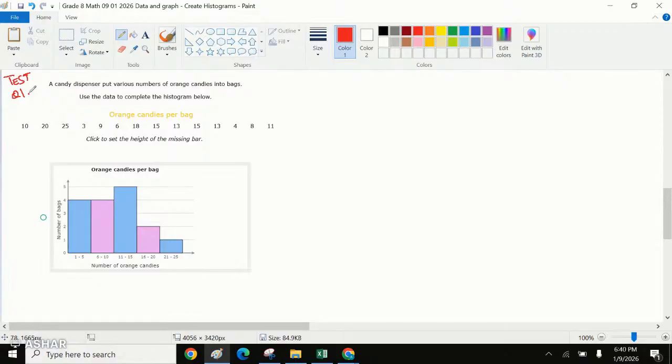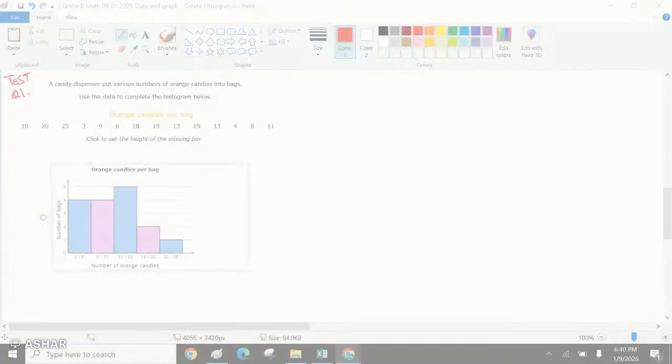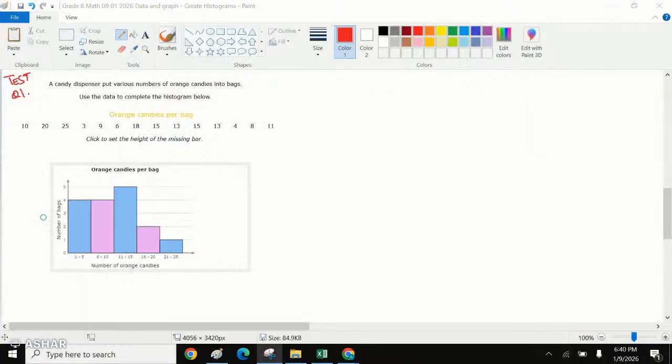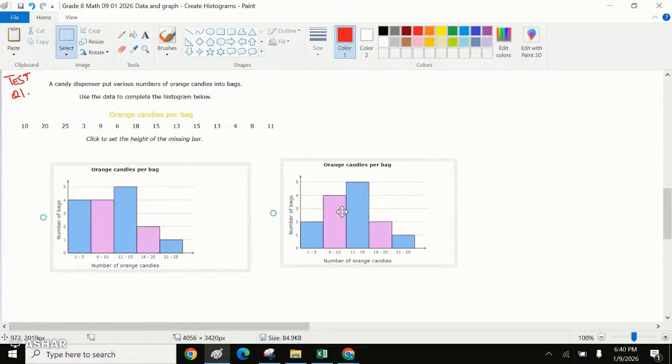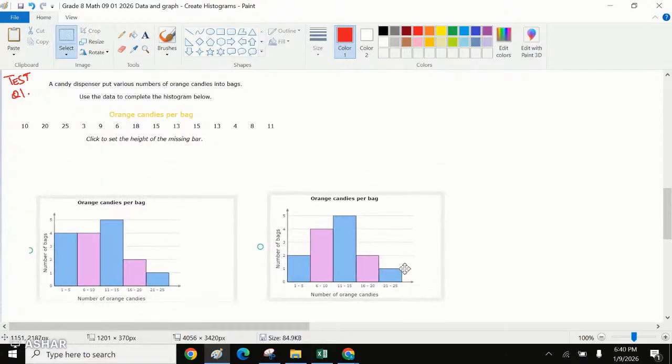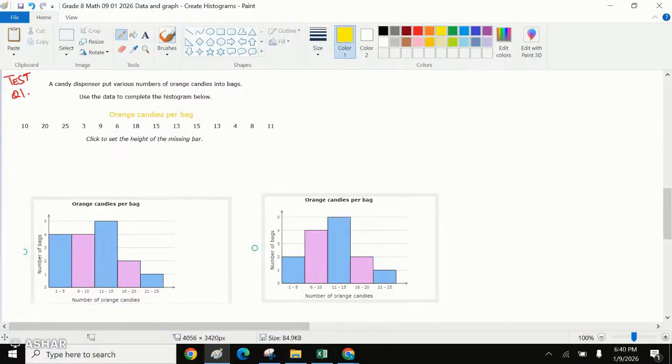A candy dispenser puts various numbers of orange candies. Oh, very similar to the question that we already did. I'll copy the second option on the screen so that we have both the histograms for us and we can choose between them. Option A and option B. So in this particular question, there are 2 histograms which have been given to us, and this is the information that has been provided to us.